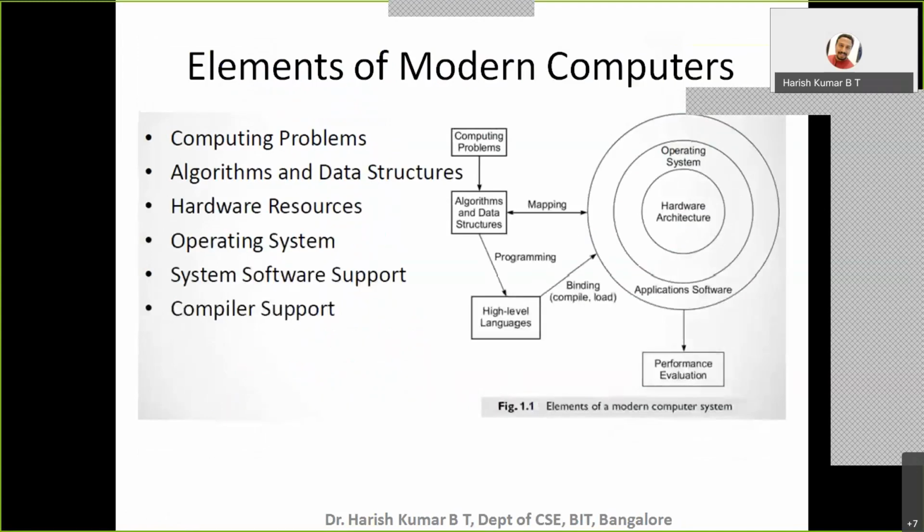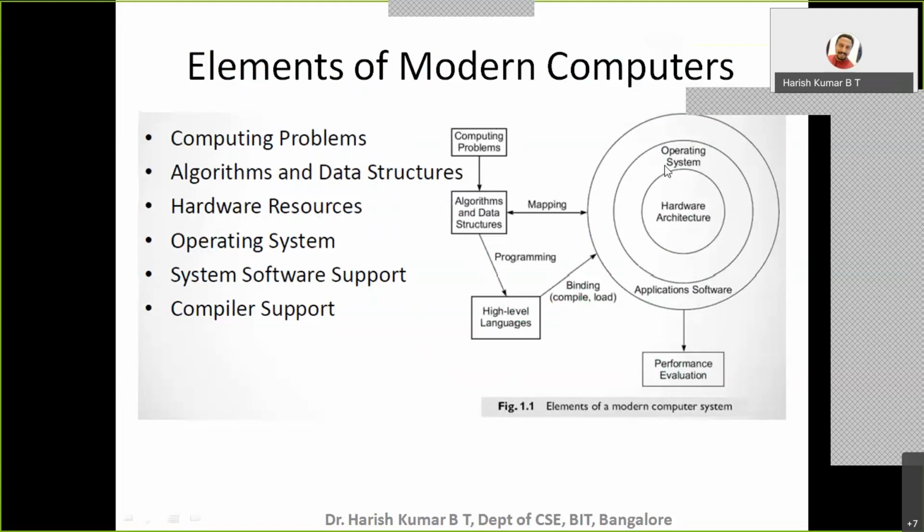So next, what are the elements of a modern computer? You can look at the diagram here. The major components of the computer system start from here. We have the hardware architecture, the bare hardware components. On top of that, you have the operating system. Say there is no operating system and I have only the hardware component. Say I've just brought a new computer system or a new laptop from the shop, and I don't have the OS installed in it. Will I be able to perform the computation? I'm not able to perform any computation because it doesn't have the operating system.